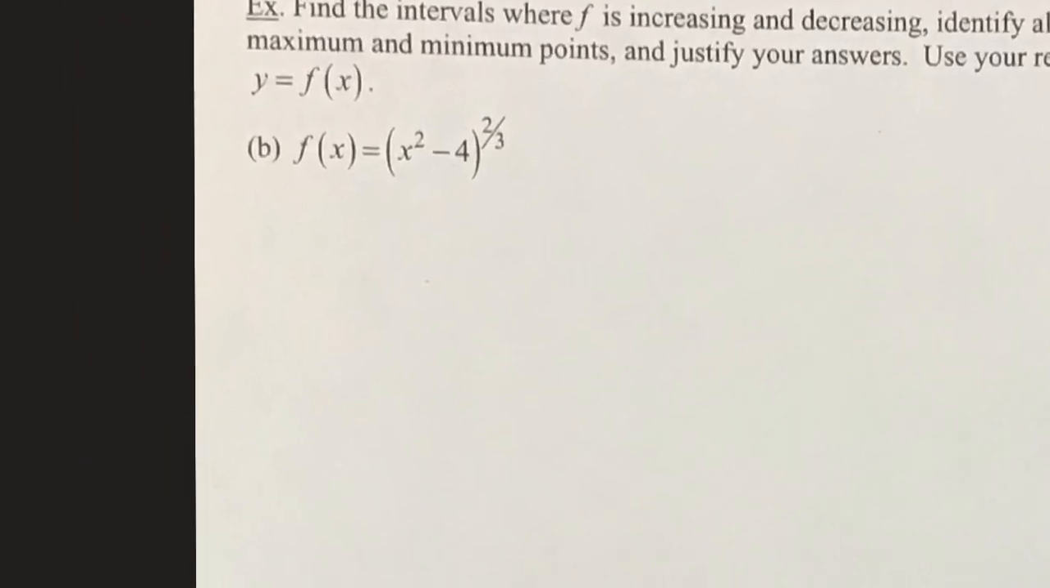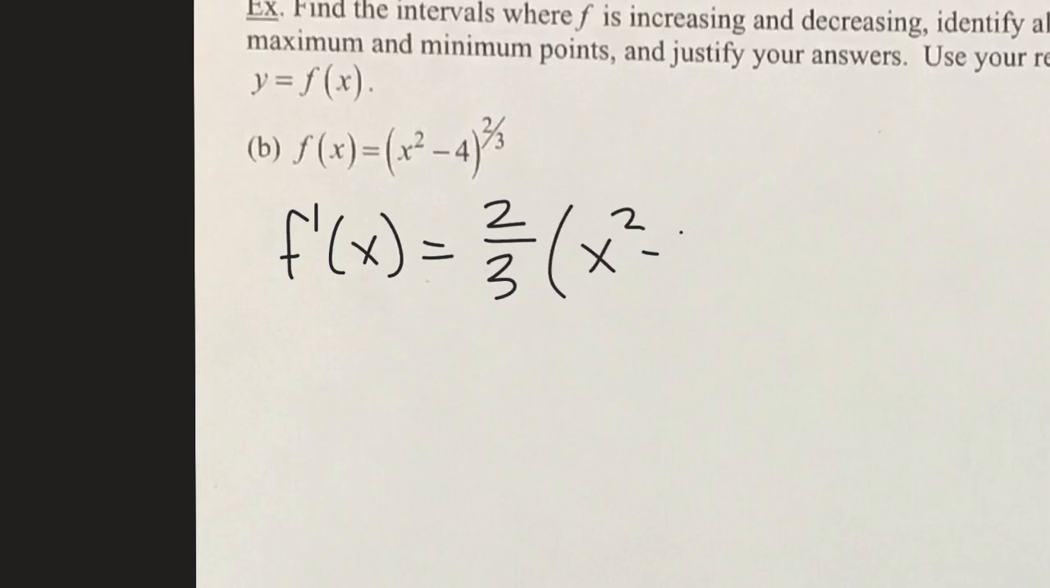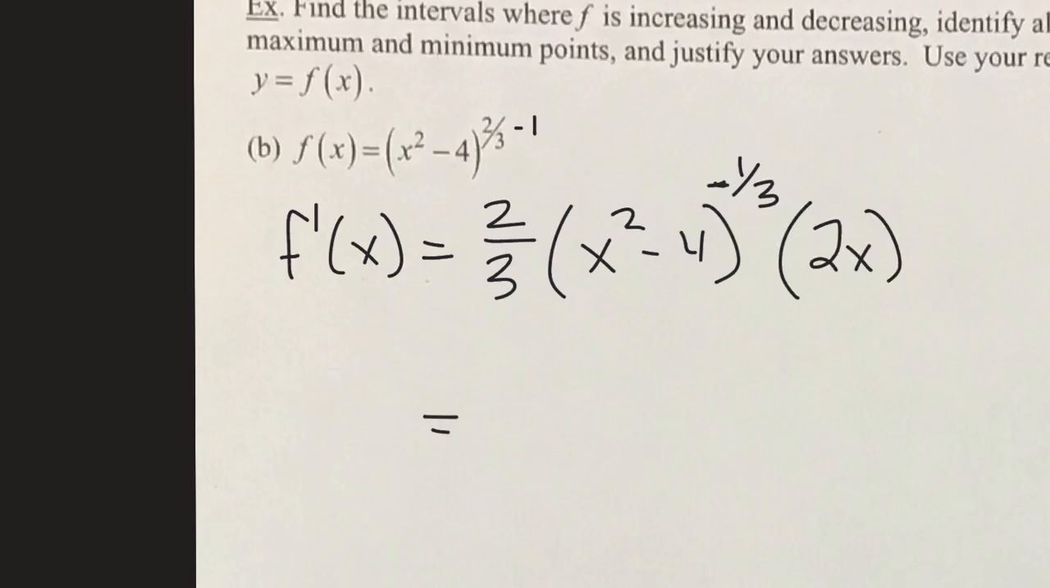Our first thing is to take the derivative. So this is going to be a power rule plus a chain rule. So 2/3 of x squared minus 4 raised to the negative 1/3 power, because 2/3 minus 1, 2/3 minus 3/3 is negative 1/3, times the derivative of x squared minus 4, which is 2x. Okay, so we could leave it like that, but let's do a little more.